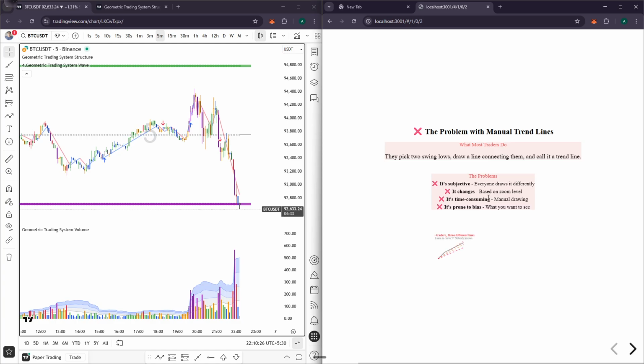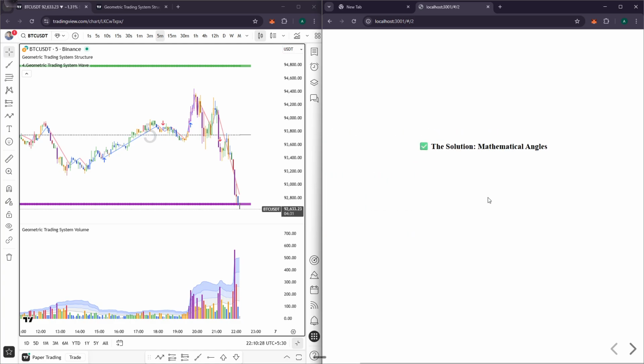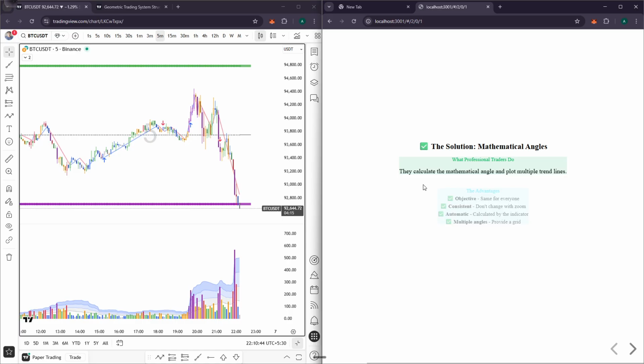So the solution is basically mathematical angles. We just use mathematics to draw our trend lines. This indicator calculates the mathematical angle and plots multiple trend lines automatically. The advantages are that it's very objective, the same for everyone, consistent, and doesn't change with zoom. It's automatic, calculated by the indicator, and multiple angles provide a grid.